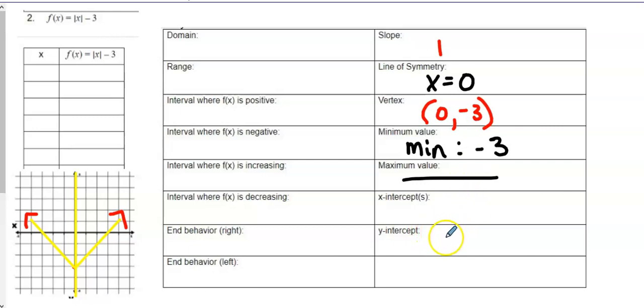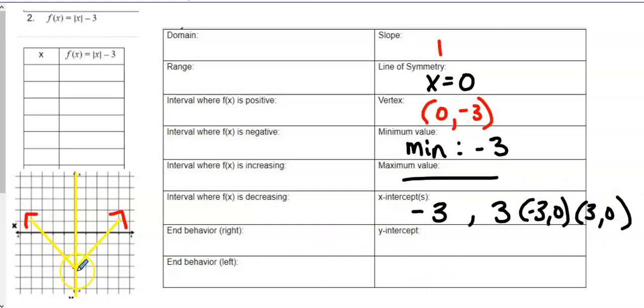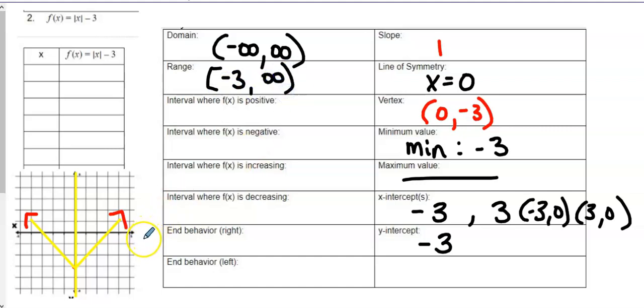The x-intercepts, it looks like they are at negative 3 and positive 3. Don't put this in parentheses because that would be an ordered pair. Just list them like this. Or you can do this. The y-intercept is at the vertex, negative 3. The domain is all real numbers. The range is from negative 3 to infinity.